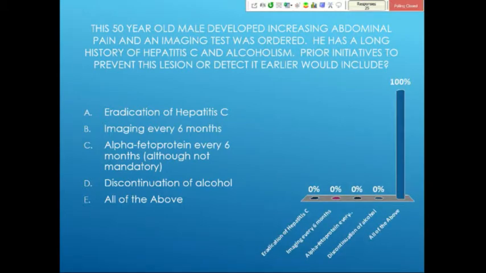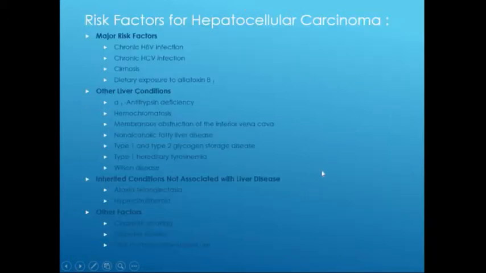All right, very good. We got 100%, so that's outstanding that y'all know that. So the answer is all of the above. So this is a hepatocellular carcinoma.